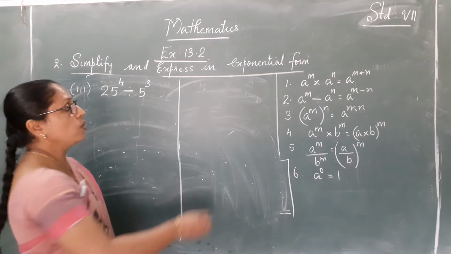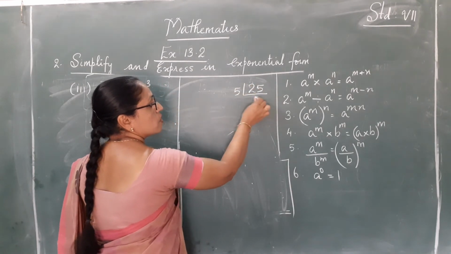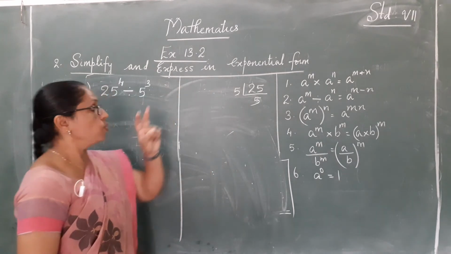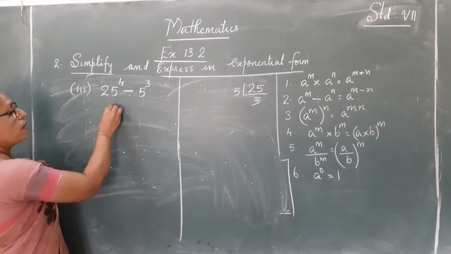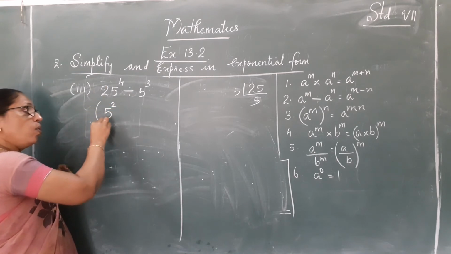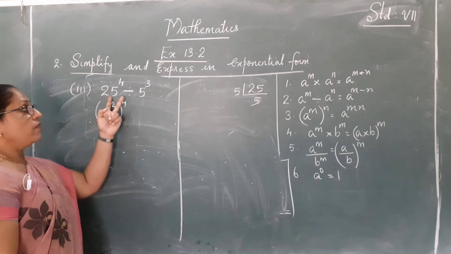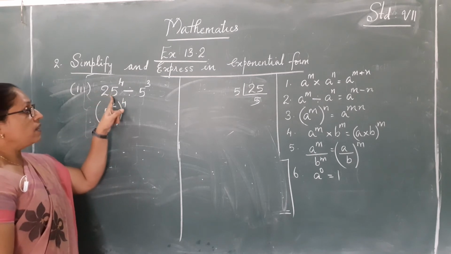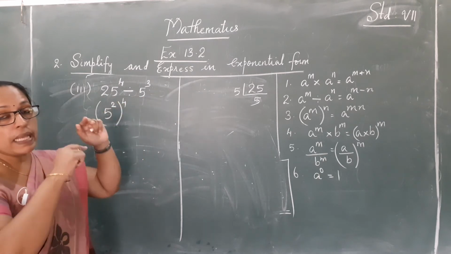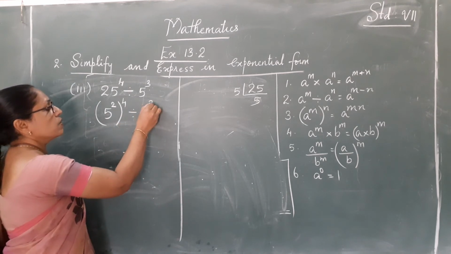Yes, 25. What is 25? 25 is 5 into 5, so 5 raised to the power 2. That is 25. Then whole raised to the power 4. Why are we converting 25 to 5? Because 25 is divisible by 5, then we can apply the law when the bases become equal. So divided by 5 raised to 3.